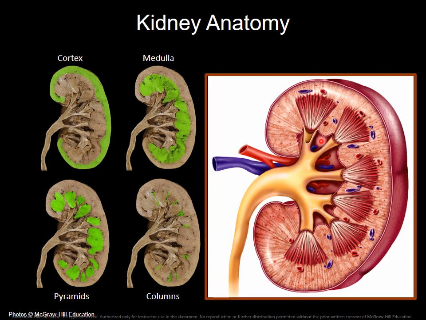You see that 2 or more minor calyces will fuse together to make a major calyx, and 2 or more major calyces will eventually fuse together to form a common renal pelvis. As I mentioned, the renal pelvis is funnel-shaped. All the urine passes through the pelvis and eventually into the tube that we call the ureter, once again to carry the urine to the bladder.